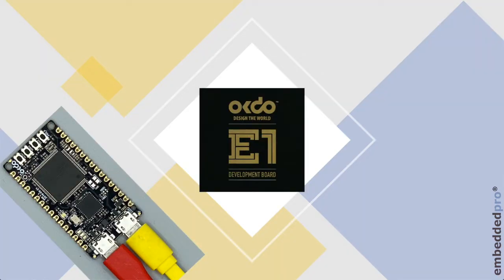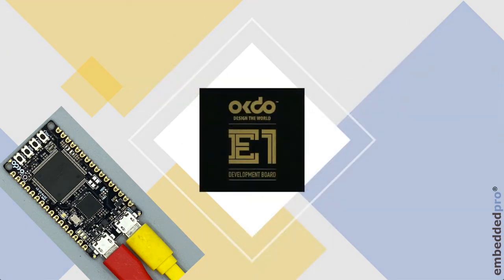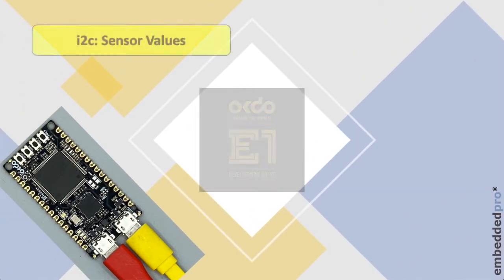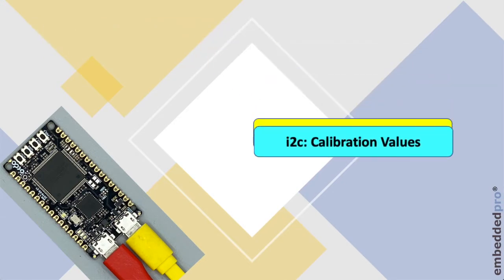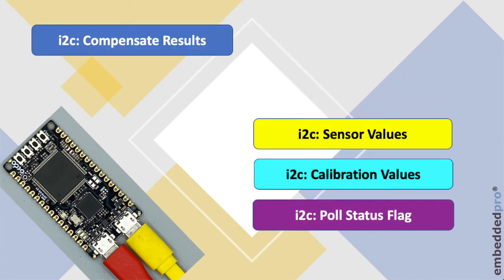This week I'm returning to my weather station example based on the OKdo E1 board and featuring the LPC55S69 microcontroller from NXP. I'm reading pressure, temperature and humidity from the Bosch BME280 environmental sensor, and I'm reading these via I2C. I'll show you how to read the calibration and sensor values, poll the measurement in progress status flag, and generate the calibrated results.